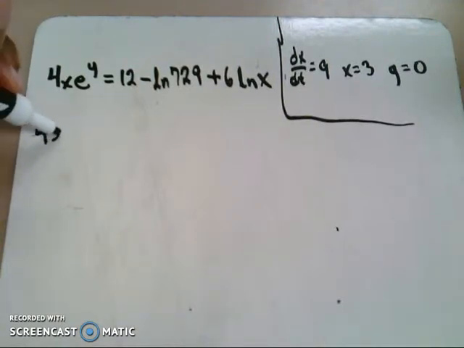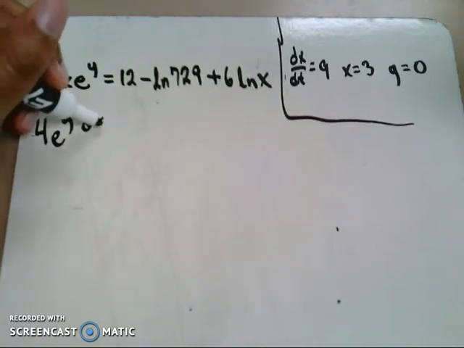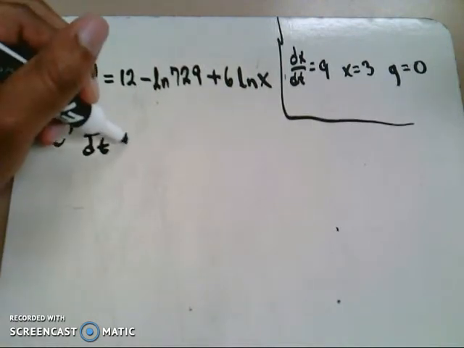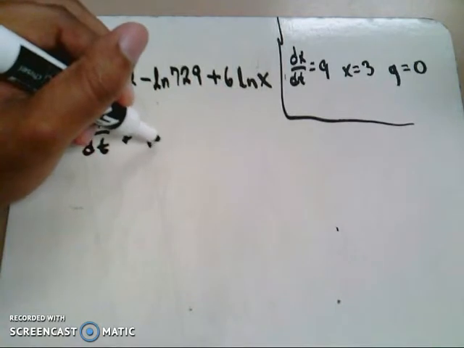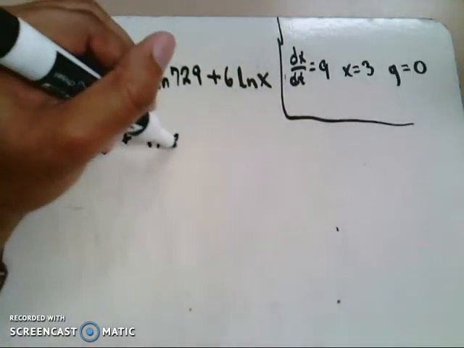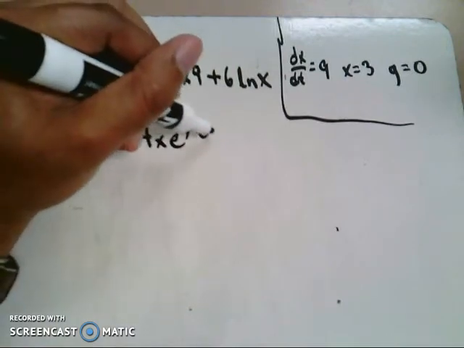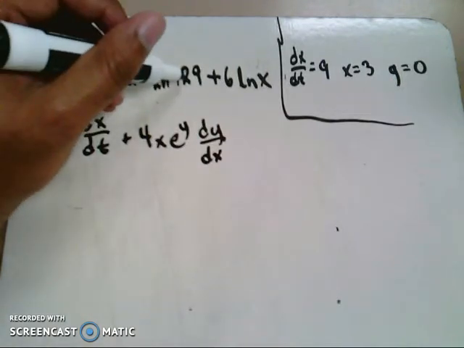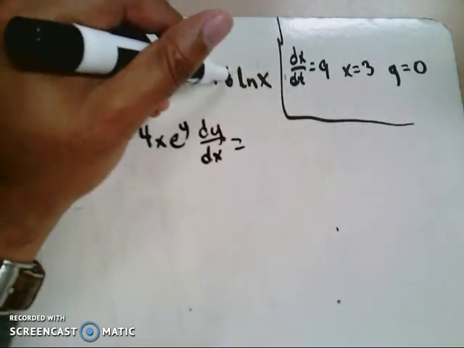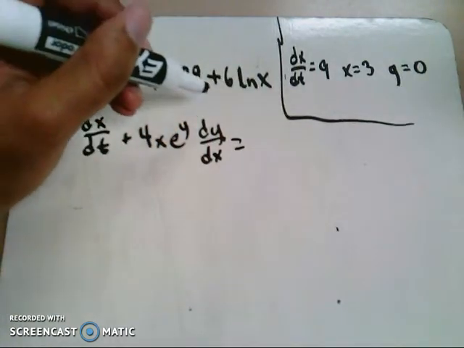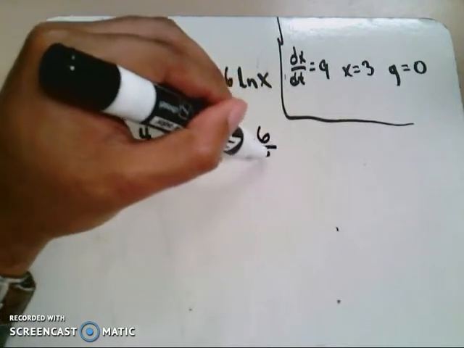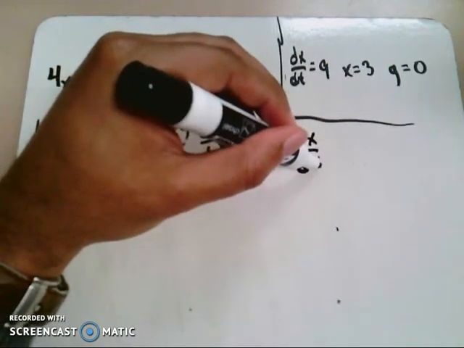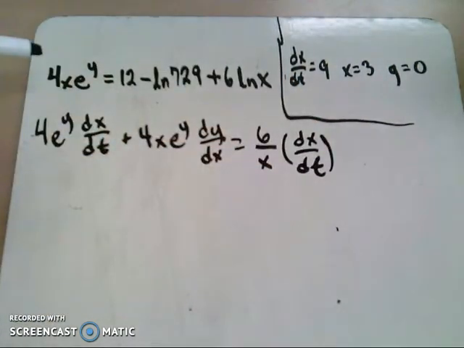So this will be 4e^y dx/dt, taking care of just the x, and then plus 4x. And the derivative of e to the y power is just e to the y power dy/dx. And then that equals, this will be 0 minus 0, so they cancel. And then we have 6, and the derivative of ln x is 1 over x. So we're going to have 6 over x times dx/dt. And that'll be it for the derivative.